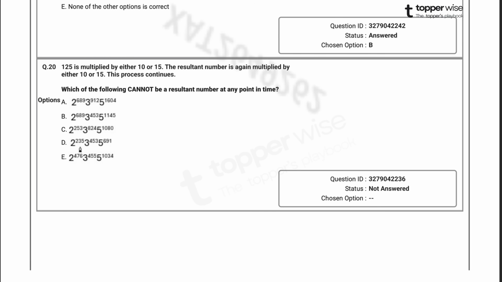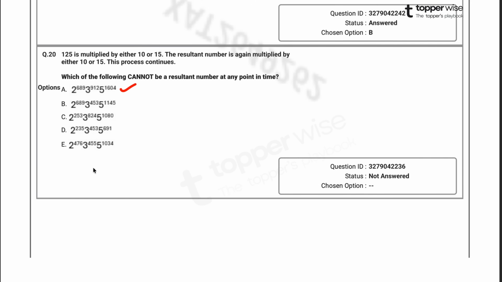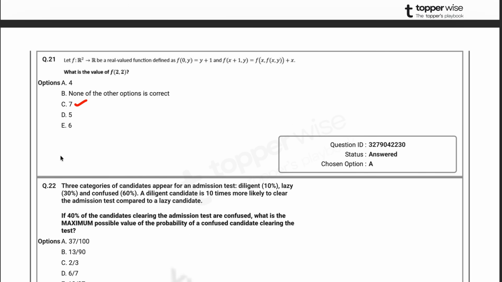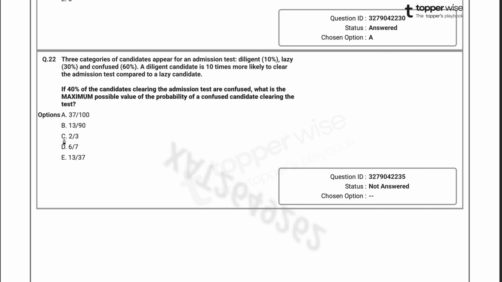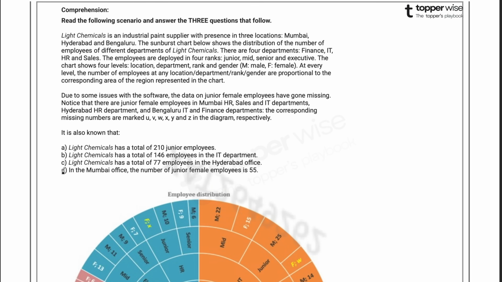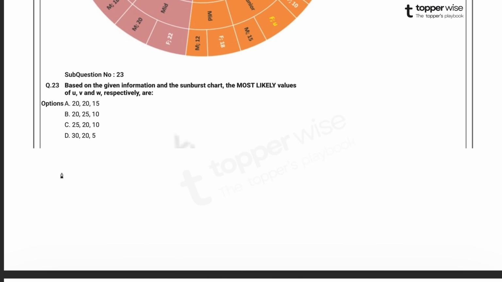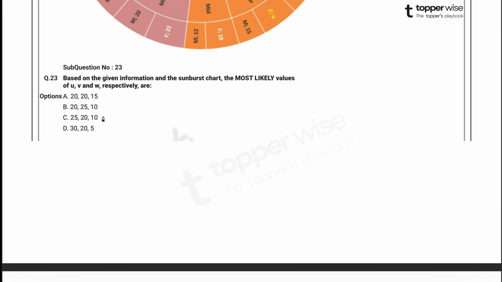For 20, the answer will be A here. For 21, option C will be correct. For 22, option B will be correct. So here we have completed that section. Now move to 23. For question 23, the option B will be correct here, 20, 25 and 10.